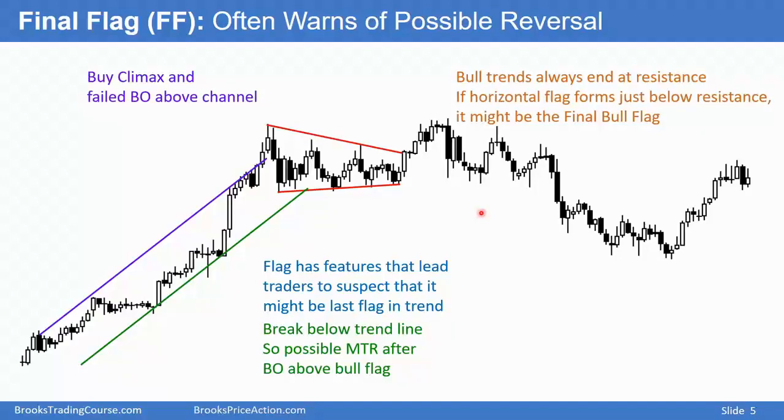All bull trends always end at resistance. If you have a horizontal flag forming just below some resistance level, that flag might lead to the final leg of the bull trend, a test of the resistance, and then a reversal down. And because of that, it's always important to be looking for support and resistance.